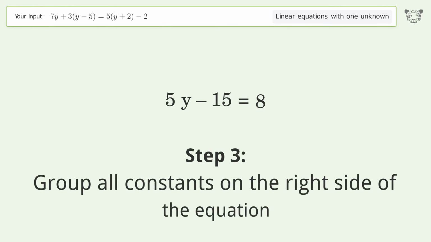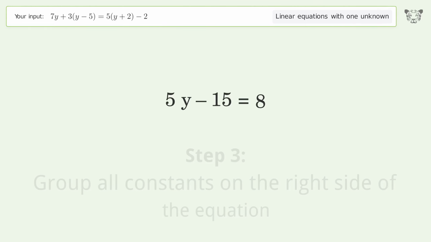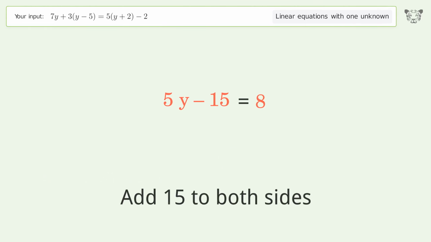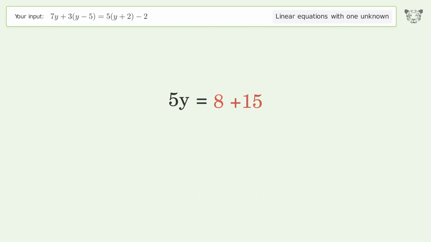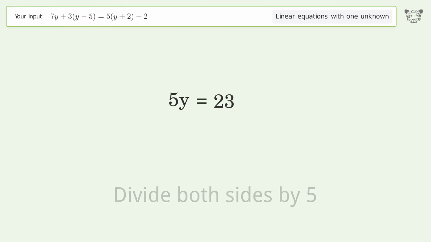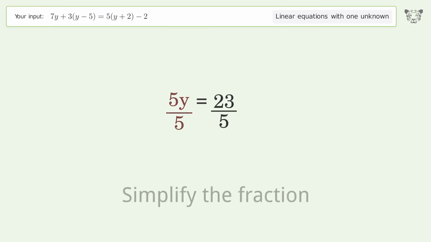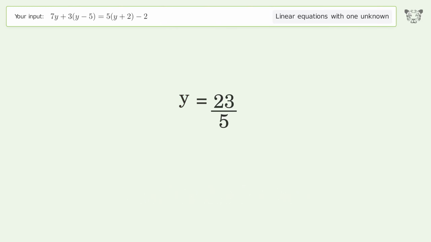Group all constants on the right side of the equation. Add 15 to both sides. Simplify the arithmetic. Isolate the y. Divide both sides by 5. Simplify the fraction. And so the final result is y=23/5.